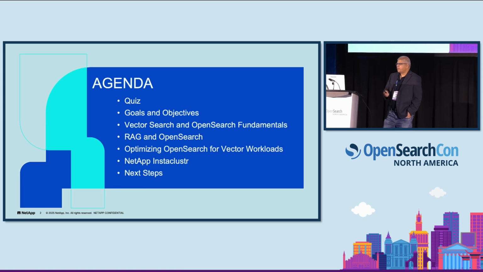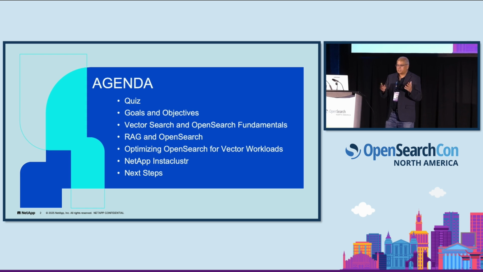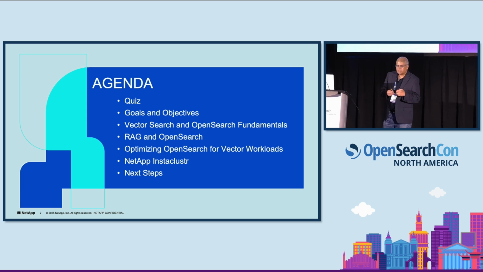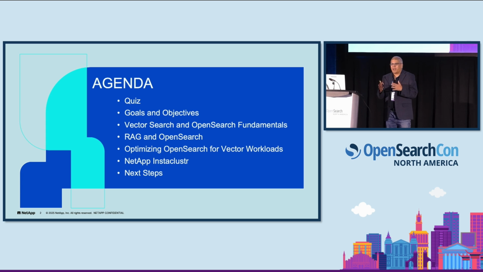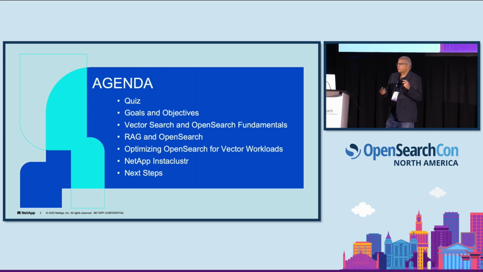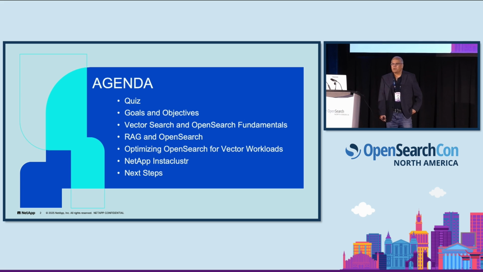So here's a quick agenda. We'll start with a short quiz, and then we'll talk about the goals and objectives of this session. We'll talk a little bit about vector search, OpenSearch fundamentals, and how to use OpenSearch in RAG. And we'll talk about what RAG is. And obviously, I will spend some time on optimizing OpenSearch for vector data loads. In the end, I will also talk briefly about NetApp Instaclustr. I think everyone probably has heard about NetApp, and you might be wondering what NetApp Instaclustr is. I'll talk about that, and we'll talk about next steps.